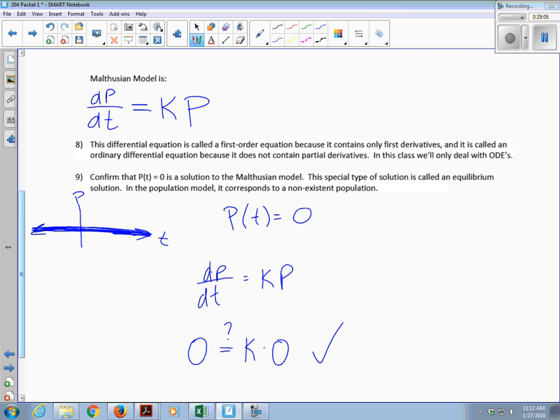This special type of solution is called an equilibrium solution. In this population model, it corresponds to a non-existent population. If there are no members of the population, it will never grow. It will never shrink. Nothing ever happens. It's just always 0.